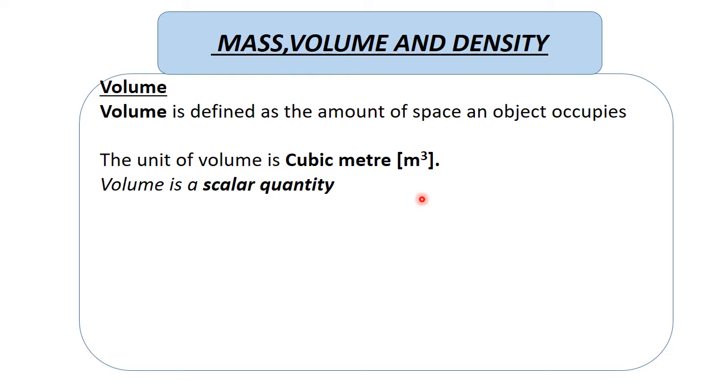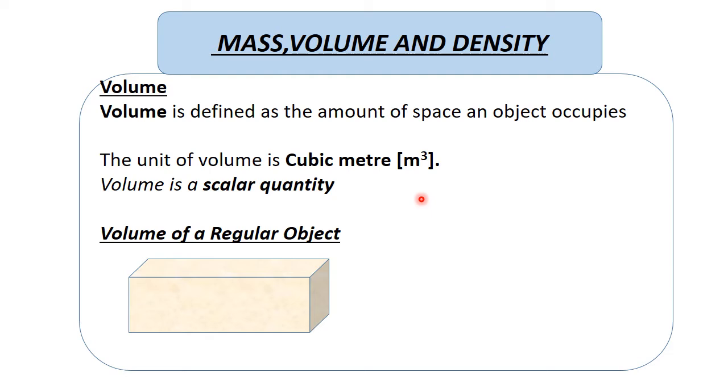We're going to start with the volume of a regular object. Given a regular object like this, its volume is given by multiplying this side and this side. This side is called the length, this is called the breadth, and this is called the height. Volume is given by length, represented by L, multiplied by breadth, represented by B, multiplied by height, represented by H. So volume is equal to L times B times H.